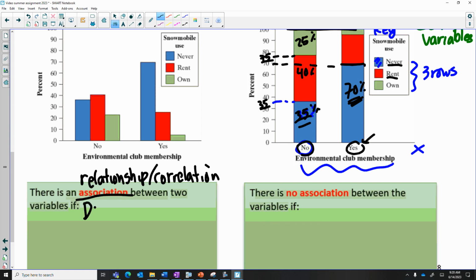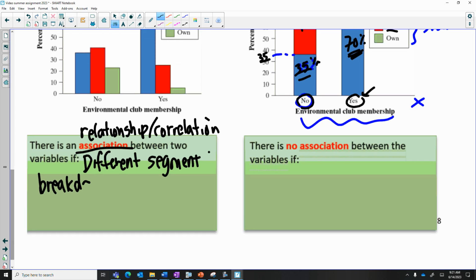So different segment percent breakdown across the bars.